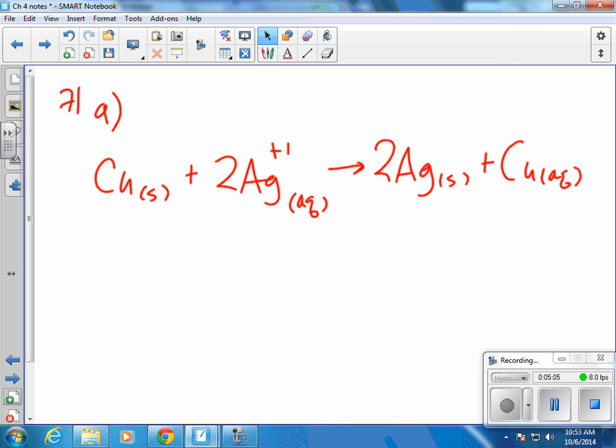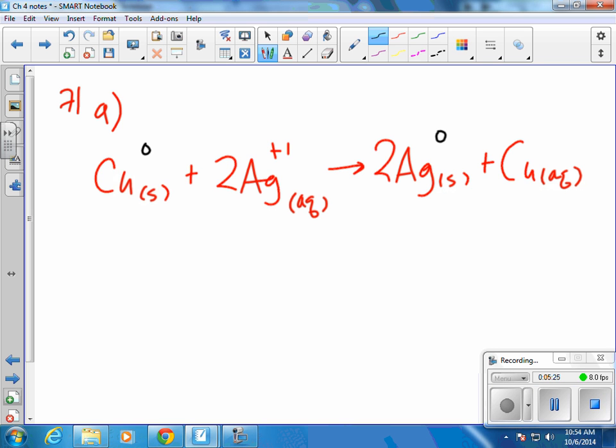Okay, so we're going to start here with the charges. If I have copper in the solid state, what charge did you have it as? 0. That's how it naturally exists. 2 with a +1 charge. Do I need to do anything with the silver ion? No. Then I have 2 silver in the solid state. What's its charge? 0. Good.